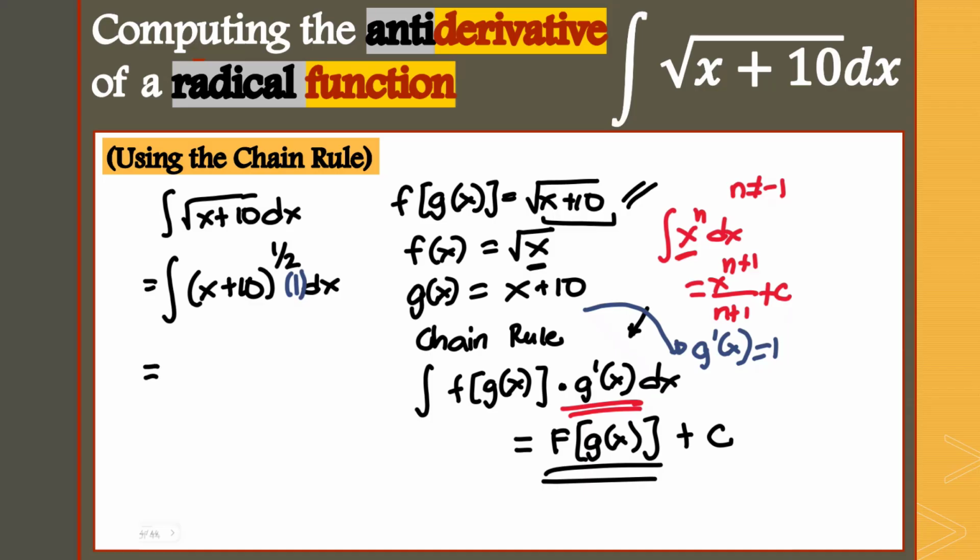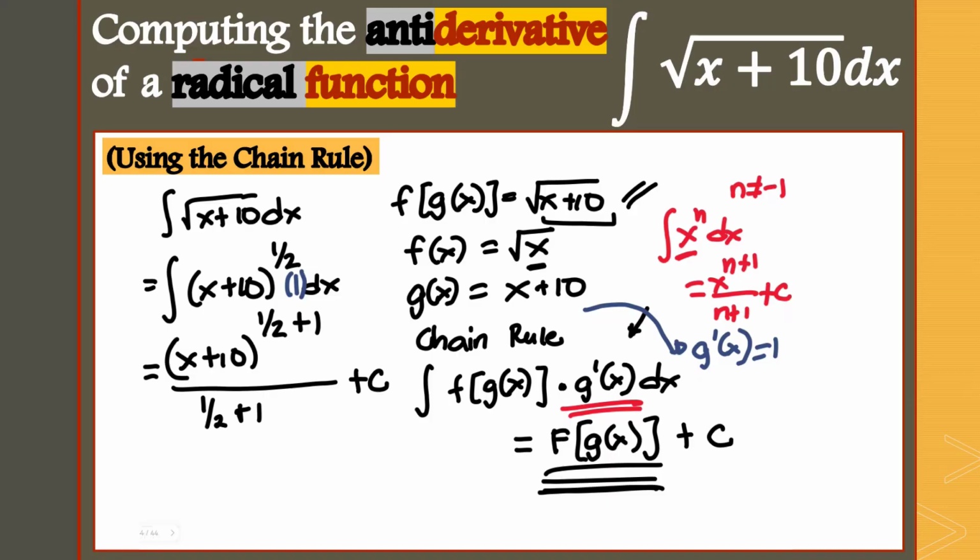Since this fits the criteria, let's try to integrate now the outer function, which would be x plus 10 to the power of 1/2 plus 1. We're using here the power rule, n plus 1, over 1/2 plus 1, that's your n plus 1, same thing here. Then you will have here plus c. Now, to complete this, of course, you have here x plus 10 to the power of 3/2 over 3/2 plus c, because 1/2 plus 1 is 3/2.